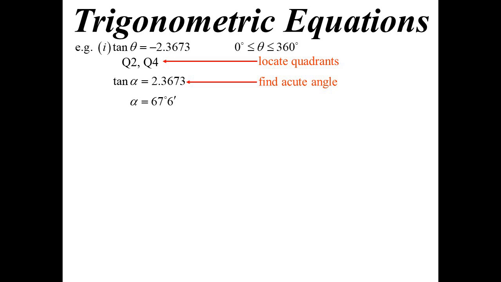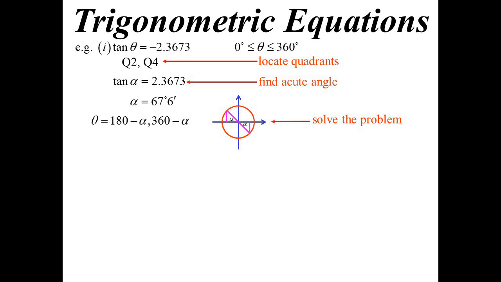So now I want to put it all together and solve the problem. And you'll recall that the second and the fourth quadrant, if I was to draw those two triangles in, there they are. So in the second quadrant we get 180 minus the acute angle, and in the fourth quadrant 360 minus the acute angle, and then we work out our two answers.